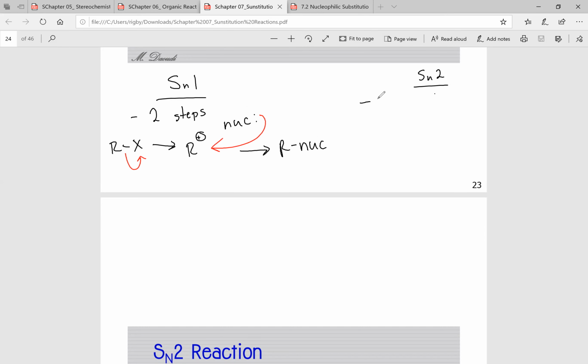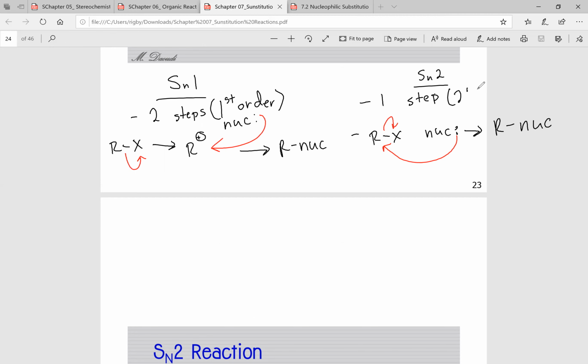Sn2, on the other hand, is 1 step. So all of this stuff happens in 1 step. So RX and the nucleophile all react in 1 step. So the leaving group leaves and the nucleophile attacks, and we end up with an R-nucleophile bond. Okay? So here's the summary of Sn1, Sn2. Again, Sn1 is first order and Sn2 is second order, which is why we call it that. And so now let's get into when we are going to do each of these.